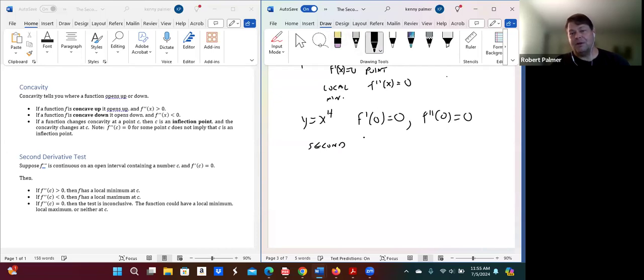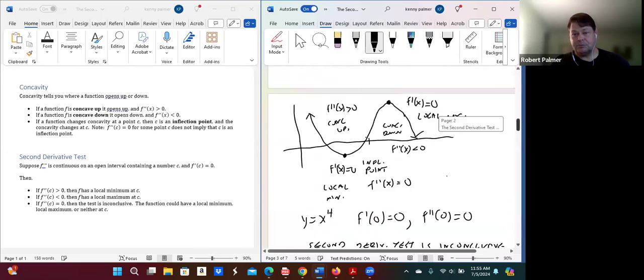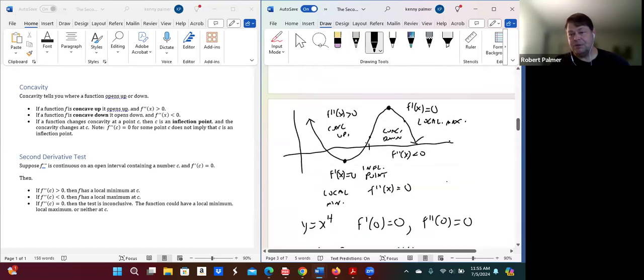In this case, the second derivative test is inconclusive. This is basically about the second derivative test. Now let's take a look at some examples using the second derivative test.